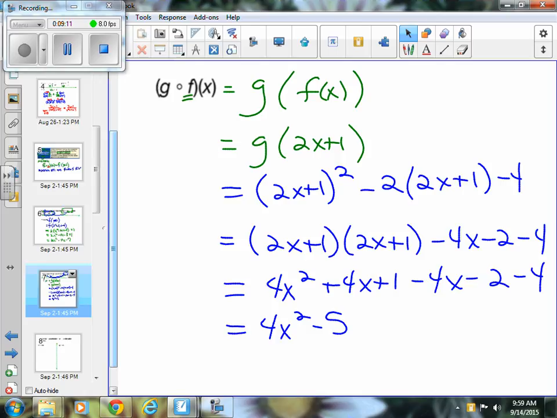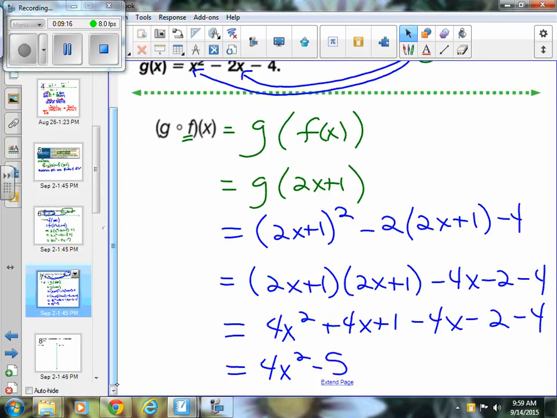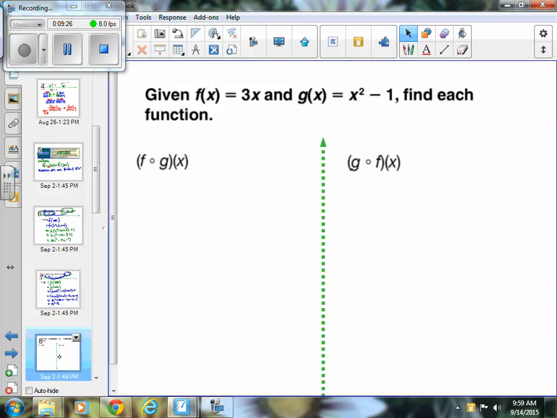Now, if you look back at your last answer and this answer, they are not the same. So when you do composition f of g and g of f with the same two functions, you often will not have the same answer. They have very different rules. When you substitute in each direction, they end up being something different. But there are times where they end up being the same, and we'll look at those when we get to inverses.